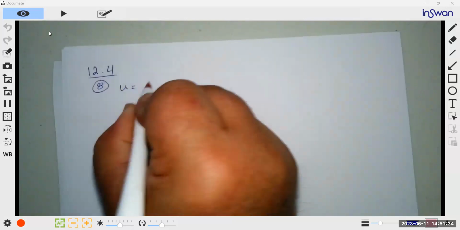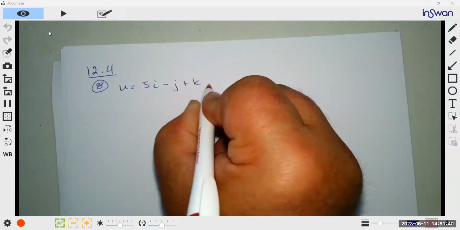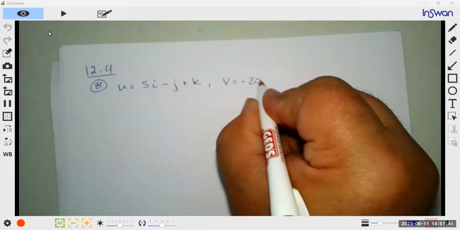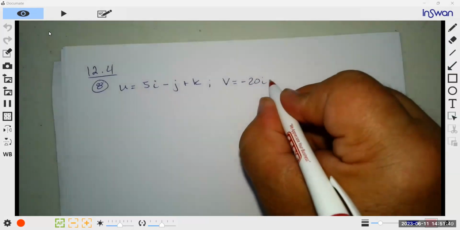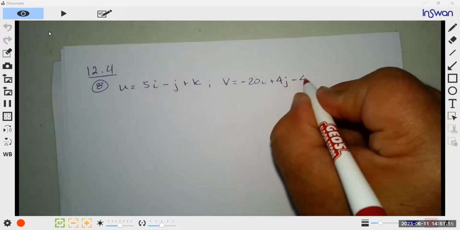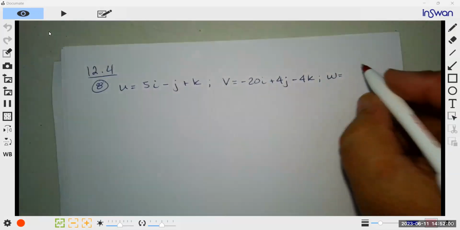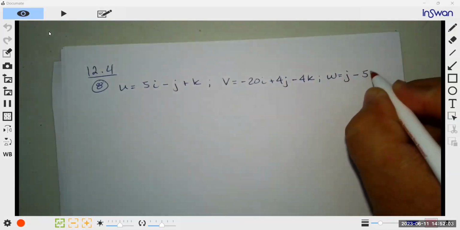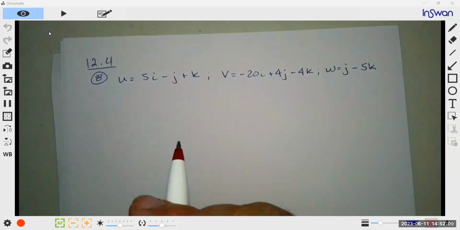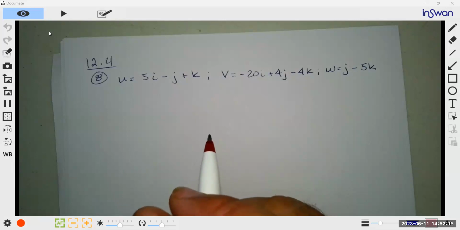So U equals 5i minus j plus k. V equals negative 20i plus 4j minus 4k. W equals j minus 5k. Okay, which vectors are perpendicular? Select ones. And which ones are parallel?